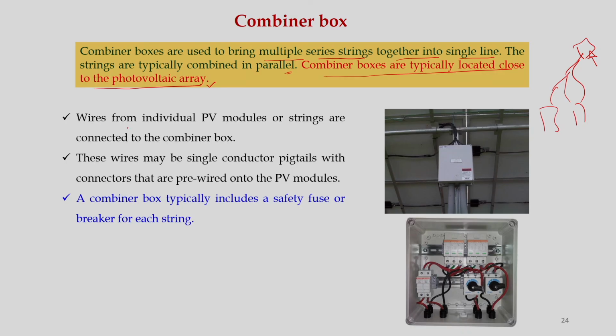and these wires from individual PV modules or strings are connected to the combiner box, and these wires may be single conductor pigtails with connectors that are pre-wired into the PV modules. So, already these wires come with the PV module when we purchase new PV modules. A combiner box typically includes a safety fuse or breakers for each string. What you can see, these are the safety fuses. These are attached in the combiner box. So, it looks something like this.